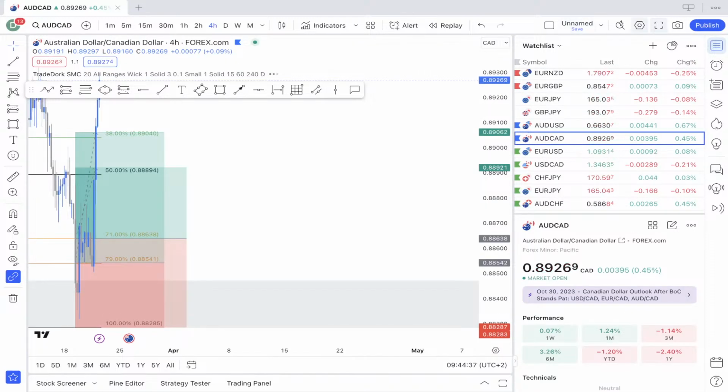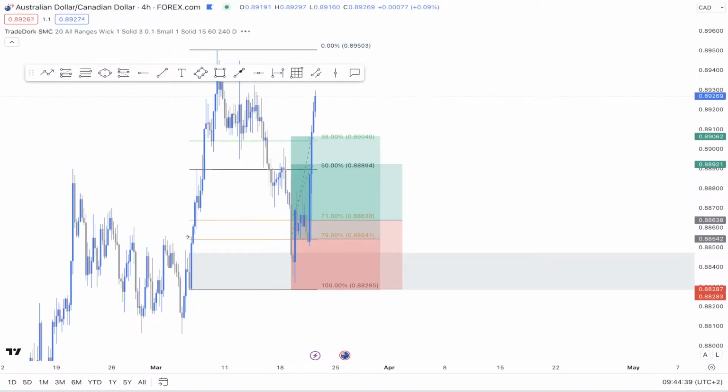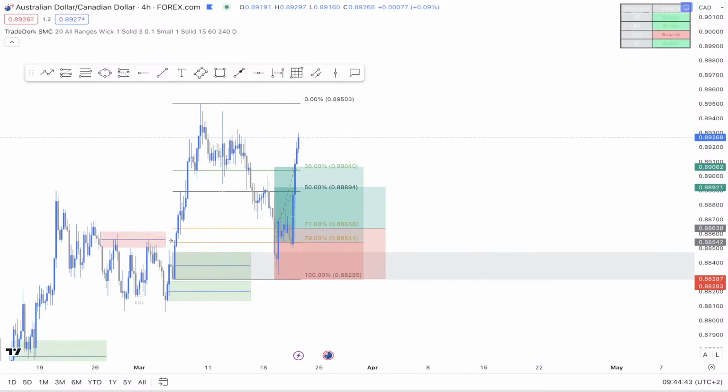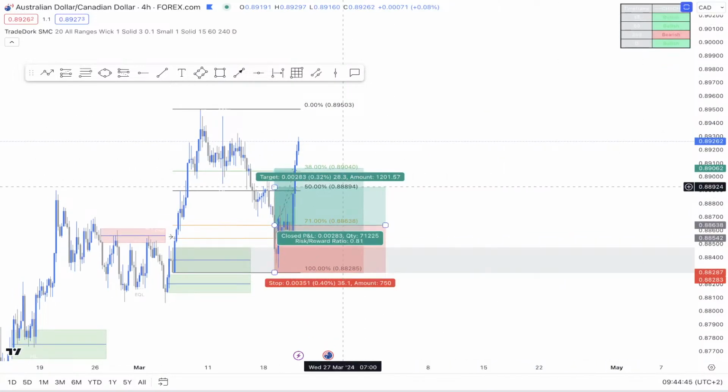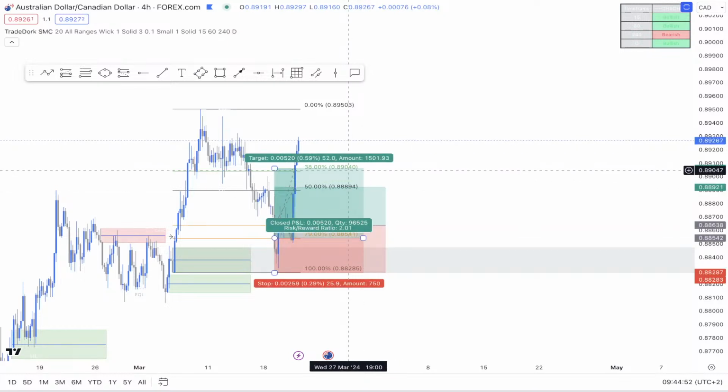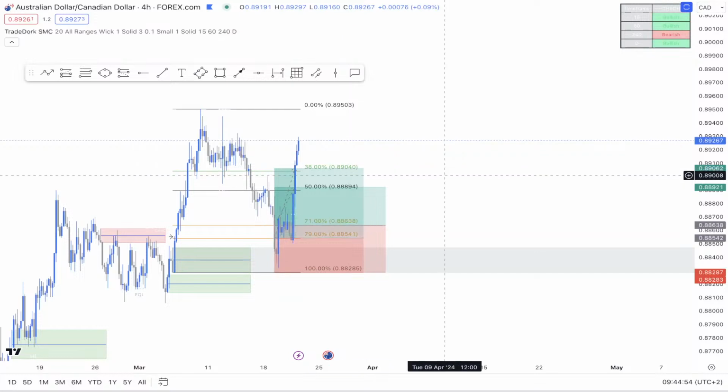Next up, we have AUD CAD with a very similar situation. Once again, a trade running in some very nice profits as we speak on both entries. Okay, entry number 1 smashed TP1 and is running close towards TP2, and entry number 2 smashed TP1 and TP2 as well. Very similar to AUD USD.